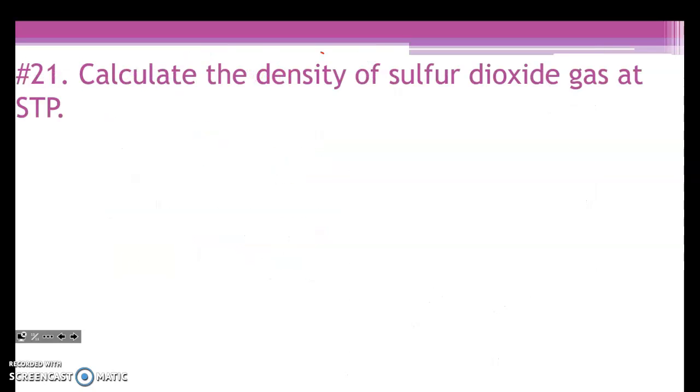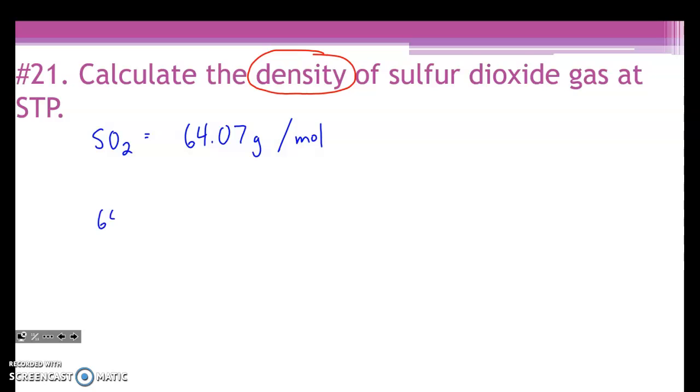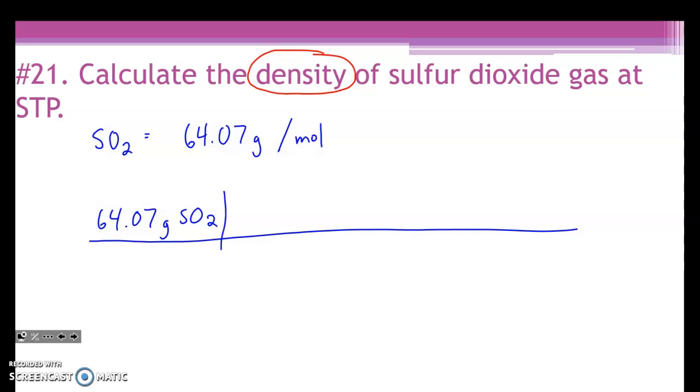So we're going to calculate the density of sulfur dioxide gas at STP. So SO2, on the periodic table, if I calculate the molar mass, it's 64.07 grams per mole. So I'm going to set this up, 64.07 grams of SO2. I'm going to go ahead and set up a t-table to show you how I do it. Now, this is a molar mass, so it's per 1 mole of SO2. And then I'm going to use the density to make sure that my units cancel. My molar volume, 1 mole of SO2, and I'm going to go into 22.4 liters.